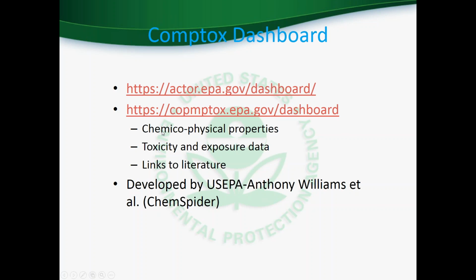And the second one here, this should be CompTox. Forget that little P there. I apologize for the typo. But this is HTTPS comptox.epa.gov dashboard. And this is a new dashboard just launched in September. And you will find chemical physical data properties, toxicity exposure endpoints, and also links to the literature for each one of those endpoints. There are over 700,000 chemicals that you can examine on this particular website right here, CompTox.